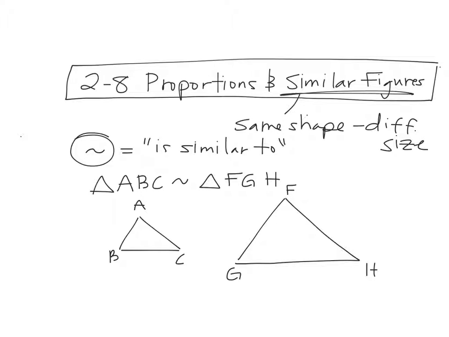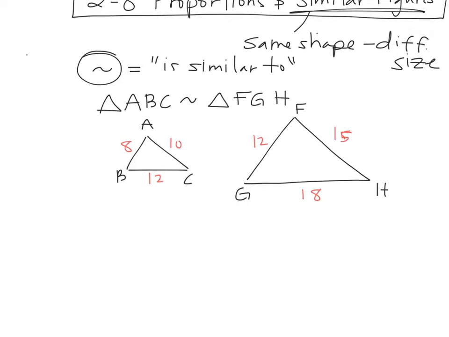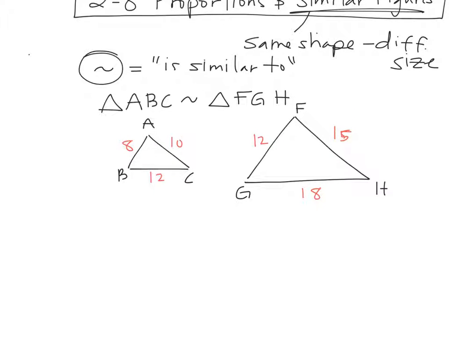Okay, so triangle ABC is similar to FGH. Notice they're not the same size, right? They're different sizes. This is 8, 10, and 12 for their lengths. This is 12, 15, and 18 for their lengths. But what you need to notice about these is a couple things. First of all, their angles will be the same. So their angles are going to match up.